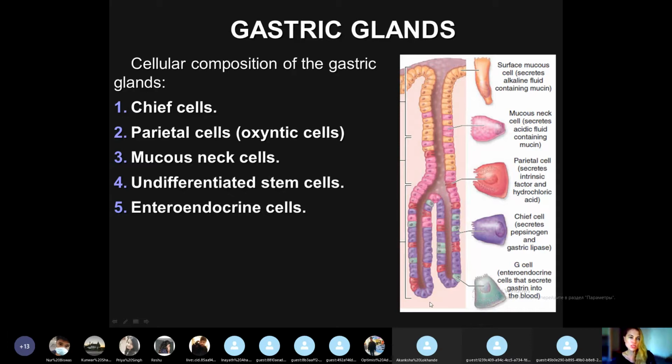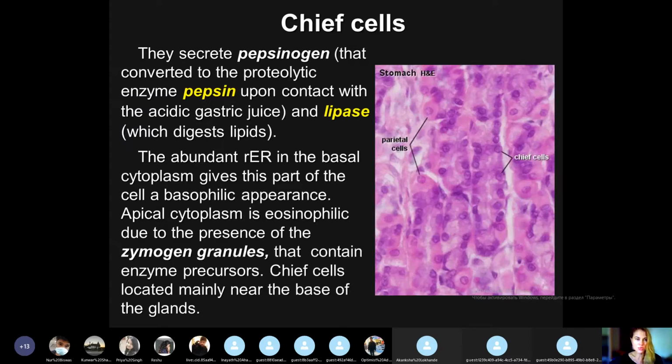Now let's focus on details of each cell, and let's start with the chief cell. The chief cells have bright basophilic cytoplasm and are found in the base of the glands. The chief cells produce the enzymes pepsinogen and gastric lipase. The pepsinogen is in inactive form, and in the lumen of the stomach, by the influence of the gastric juice, it is converted to the active form, pepsin.